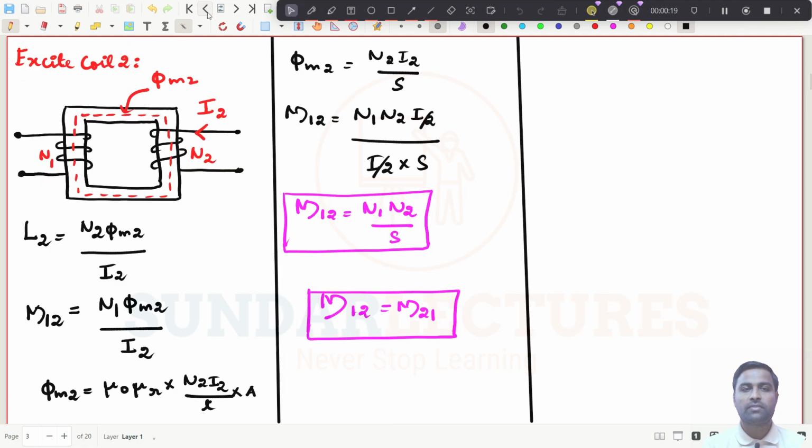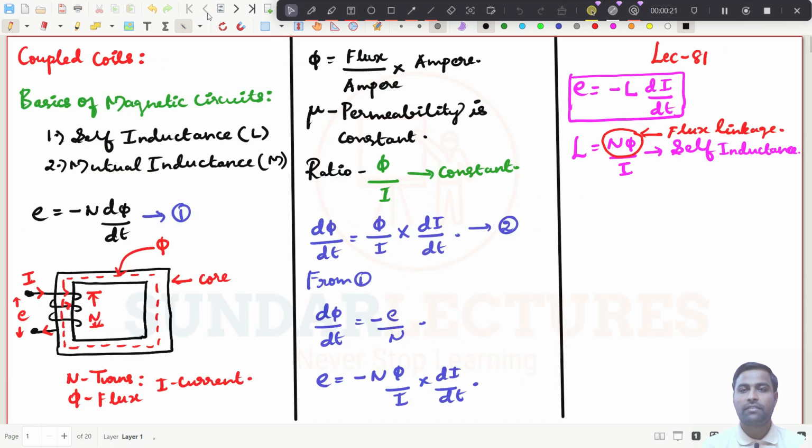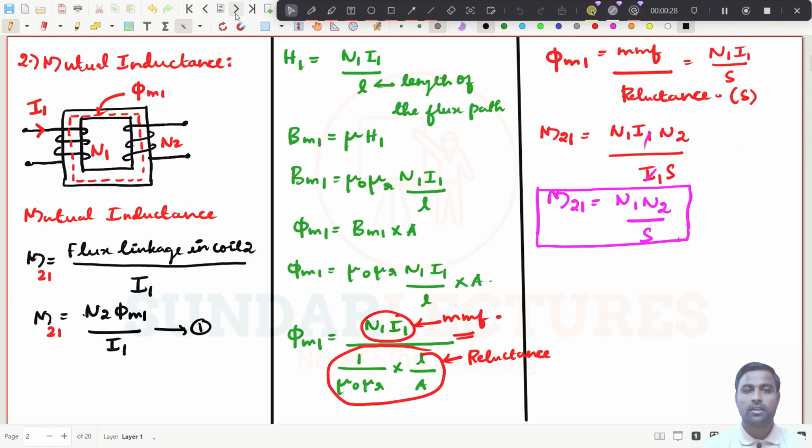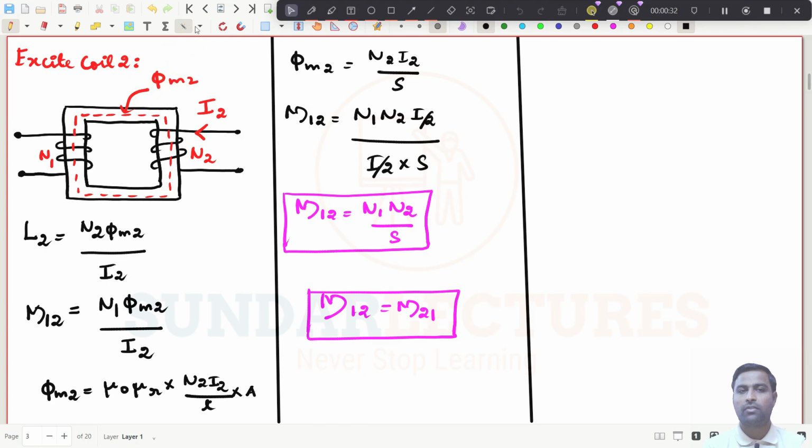See what are all the topics we have seen in the previous class. We have taken the basics of magnetic circuits, and we have seen what is self-inductance and what is mutual inductance, right? Mutual inductance will be the same, whatever it may be. If you excite coil 1 or coil 2, the mutual inductance value will be N1 N2 divided by S. It is a constant value, right?